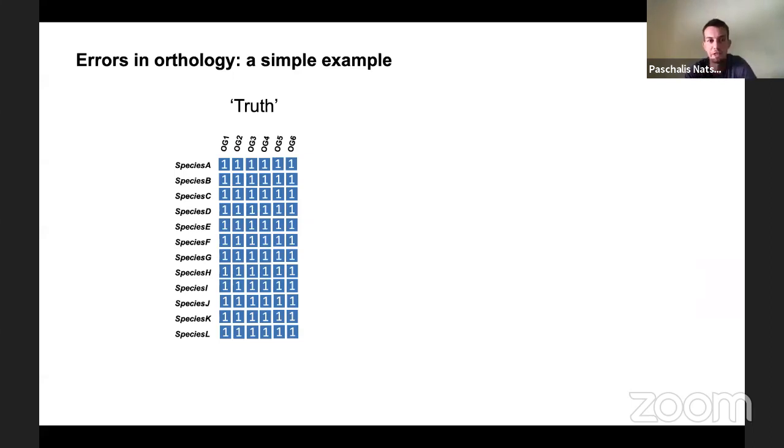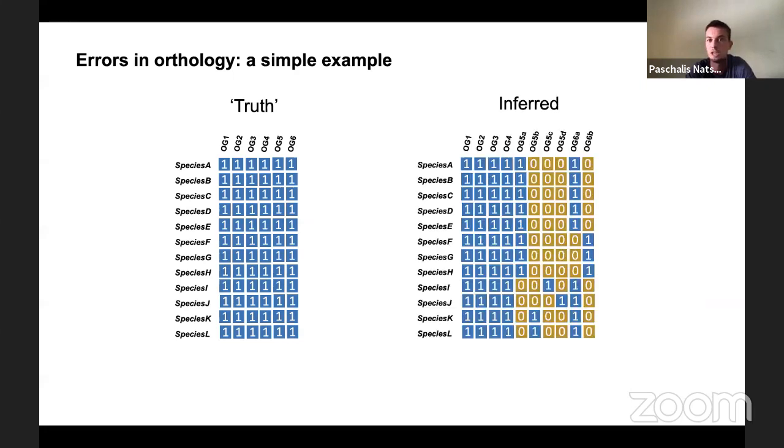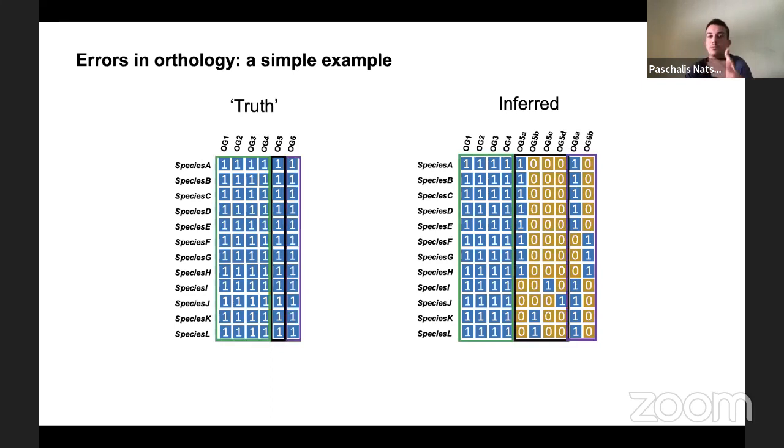Now, if we go and infer orthology in a scenario like that, since we know that most methods will not get it 100% right, we are more likely to end up with a picture like this. And while some of the orthogroups were correctly recovered, some others were split up during the inference, giving a false picture of smaller orthogroups and multiple gene absences, the zeros.